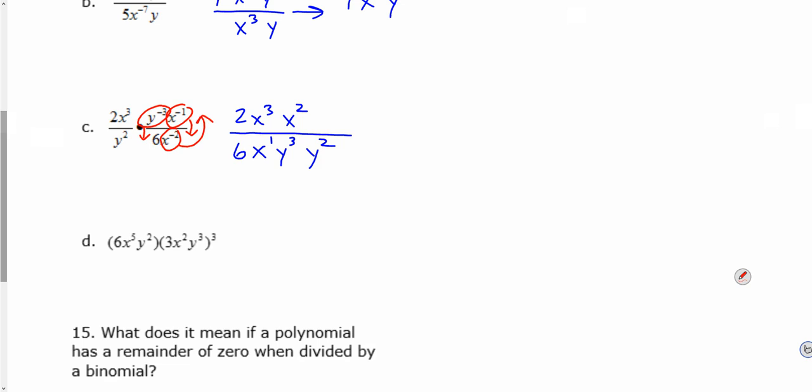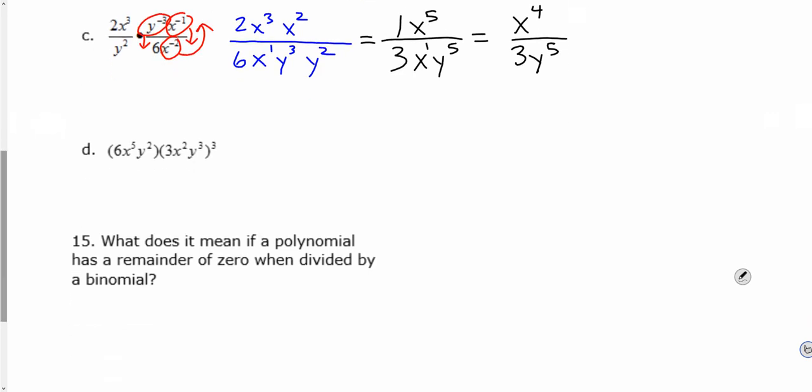So if they're on the same level, you can add them together. And then the 2 and the 6, they just reduce to 1/3. So on top, I have 5 x's altogether, so it's x to the 5th. On the bottom, I have an x to the 1st, and then I have y to the 5th. And then if you have them on different levels, one on top, one on bottom, then you can just cancel or subtract. So this is x to the 4th, and then 3y to the 5th. And you don't have to write the 1 in front on the top, but if you want to, you can. It doesn't matter. Same thing.